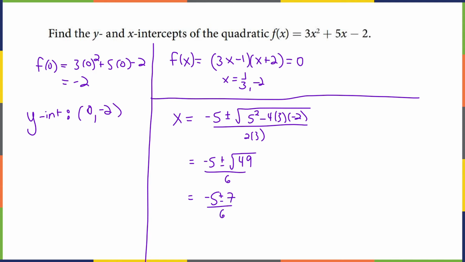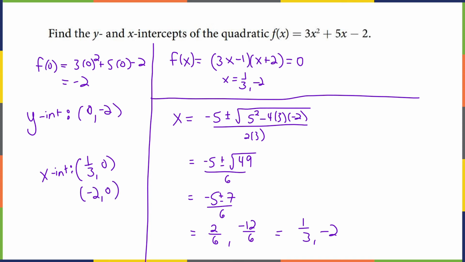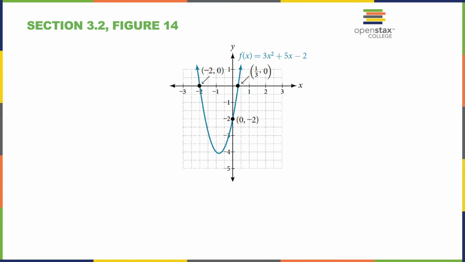So let's take a look at the two numbers that gives us. Negative 5 plus 7 is 2 over 6. And negative 5 minus 7 is negative 12 over 6. So this is 1/3 and negative 2. So you can see that our x-intercepts, whether you solve it by factoring or by quadratic formula, are going to be (1/3, 0) and (negative 2, 0). When we look at the graph, you can see that that is indeed the case, and your y-intercept is (0, negative 2).